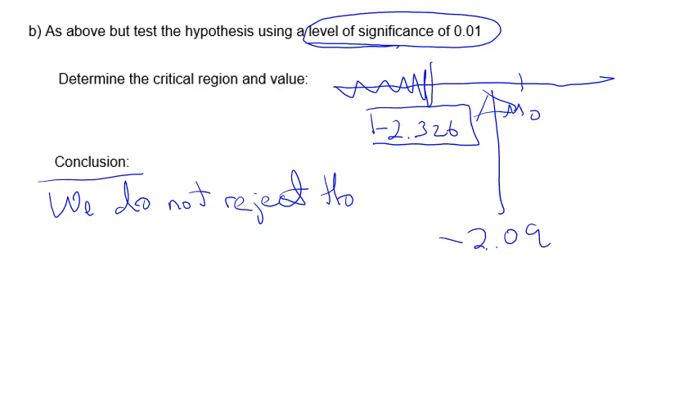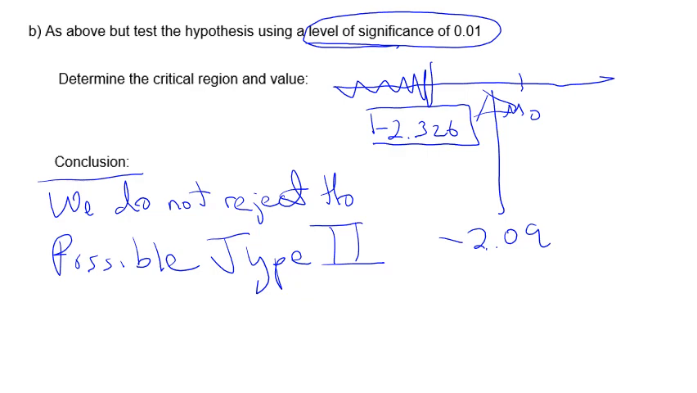H naught, so it's possible type 2 error, non-rejection when we should have rejected. There's problem number 3.